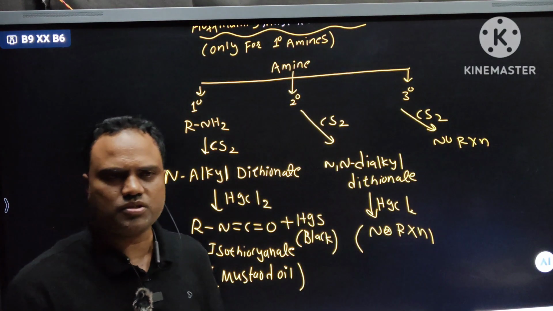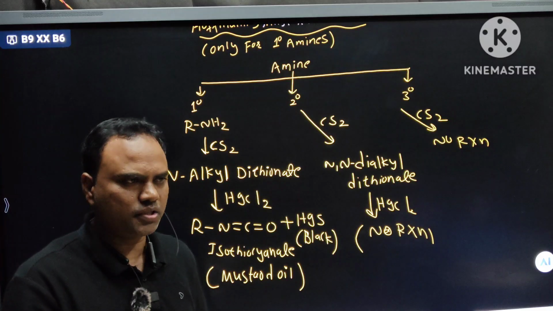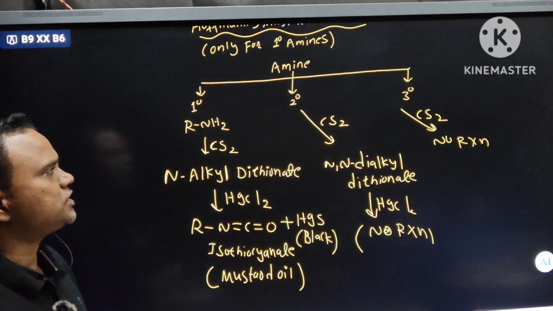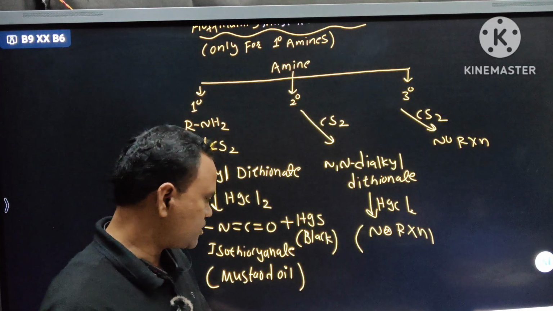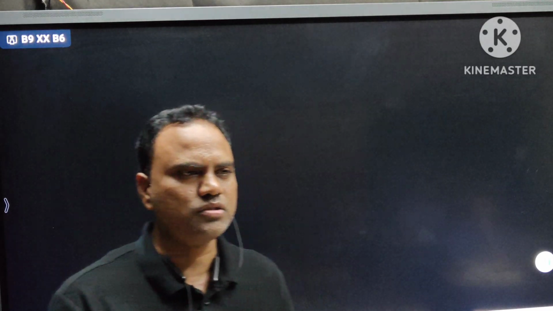Which amine produces mustard oil smell? Primary amine. That is the question. Clear? Mustard oil test is used for the detection of primary amines only. We use 3 reagents for distinguishing: first NaNO2 plus HCl, second Hinsberg reagent, third mustard oil test. These 3 reagents we can use for distinguishing. Okay.